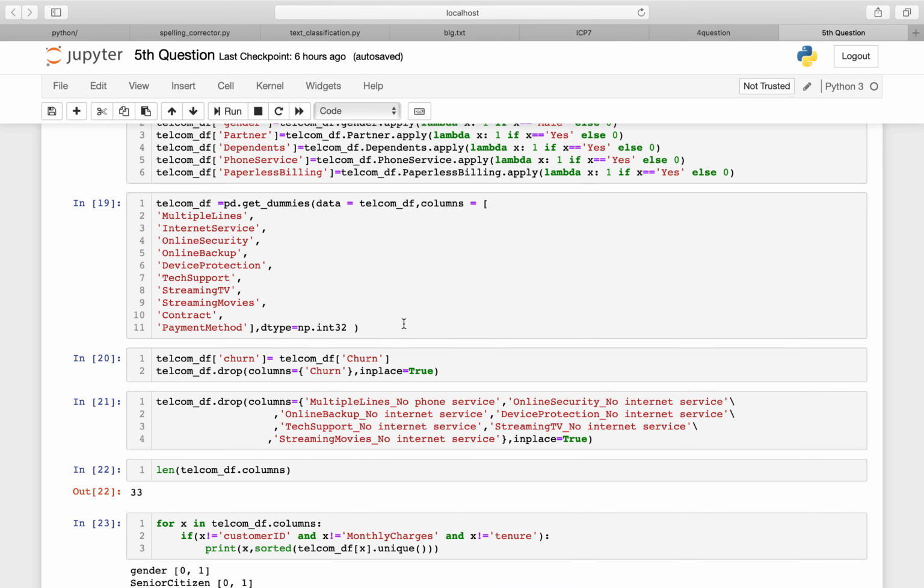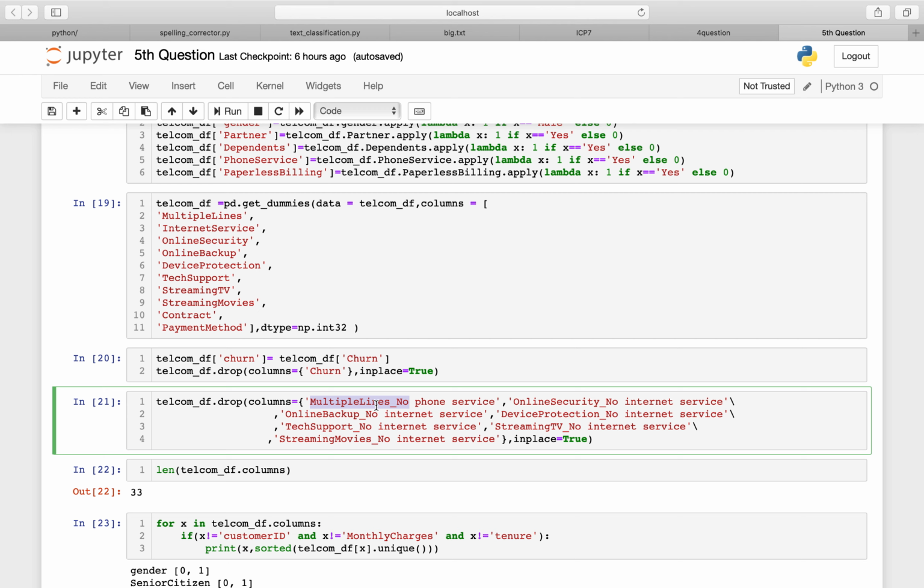So I saw that multiple lines with no phone service is always no when multiple lines is no. So I have removed this column, as it doesn't make any sense, as we are capturing the same data under the multiple lines attribute as no. So it is always true when it is no.